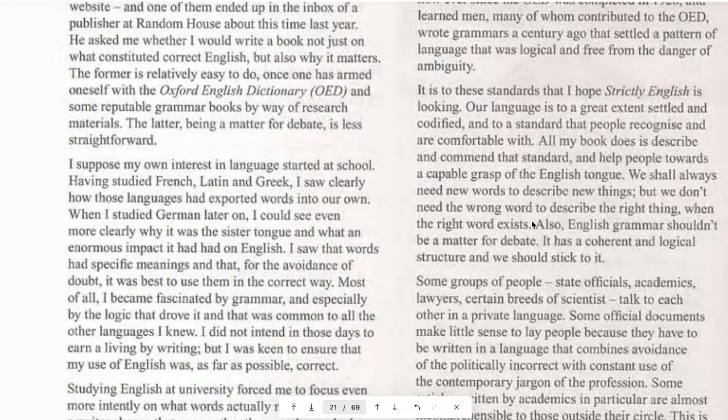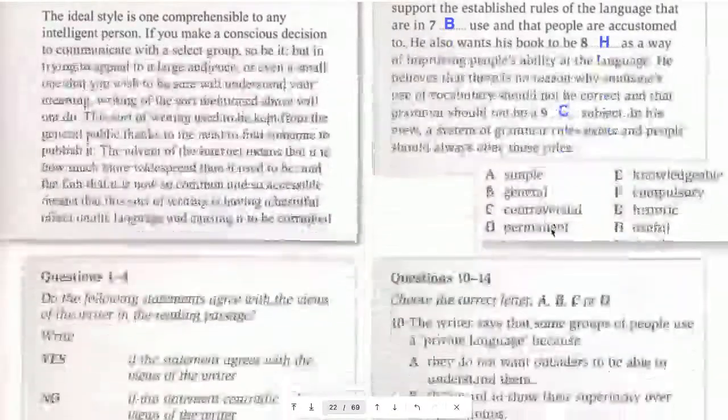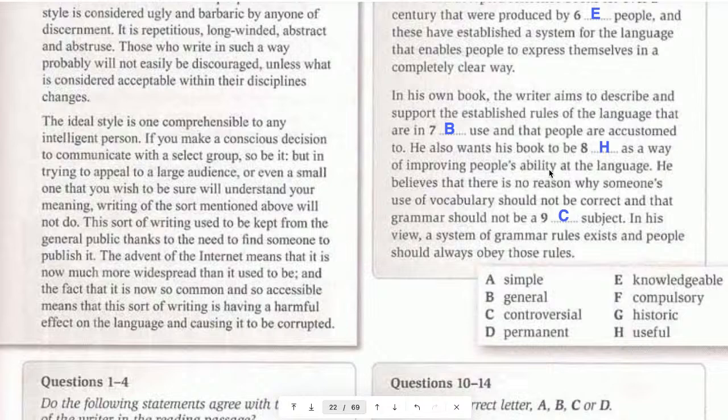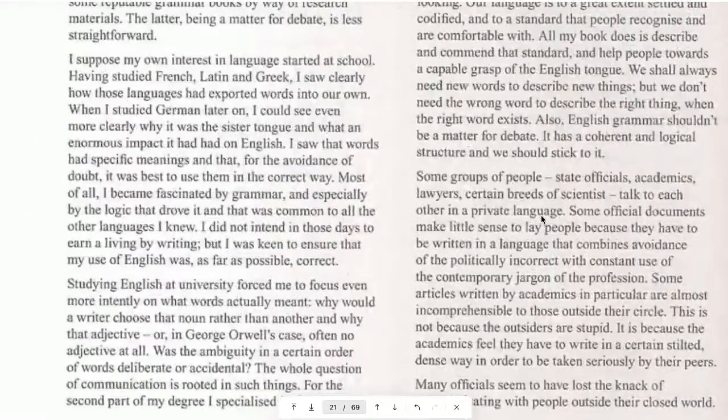Okay, now tell me some similar words and phrases here. I think that he made himself very clear here. Now tell me some similar words and phrases. He believes that there's no reason why someone's use of vocabulary should not be correct, and that grammar should not be a controversial subject. Where?